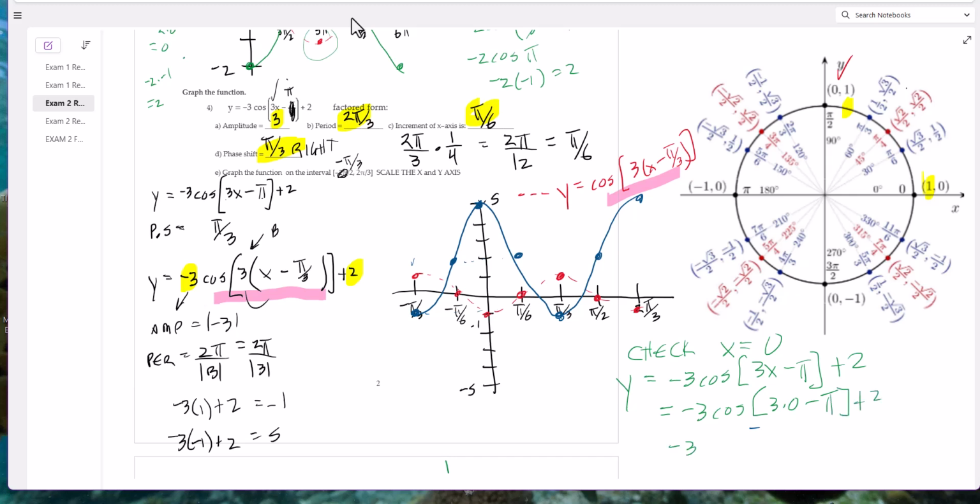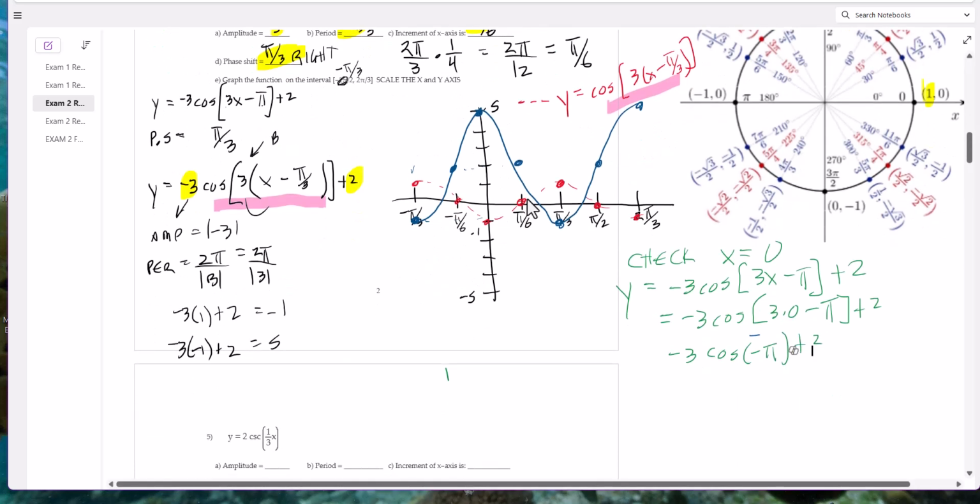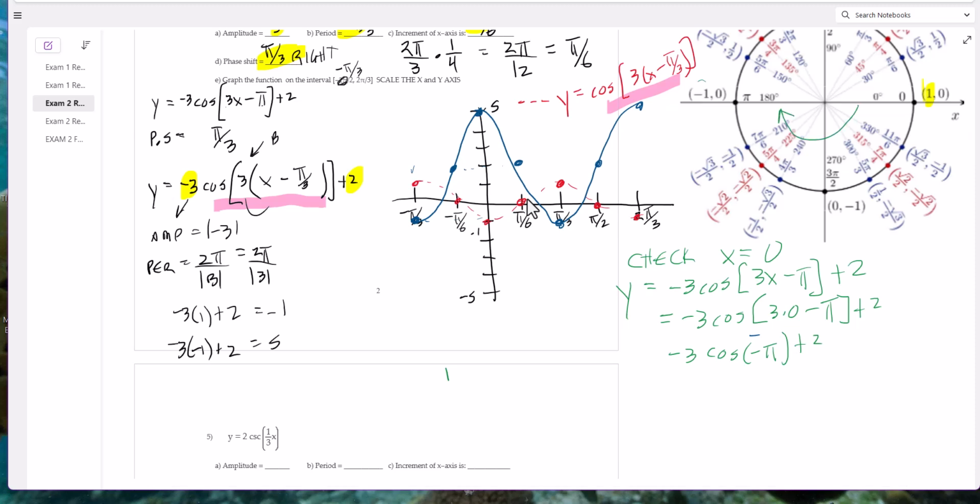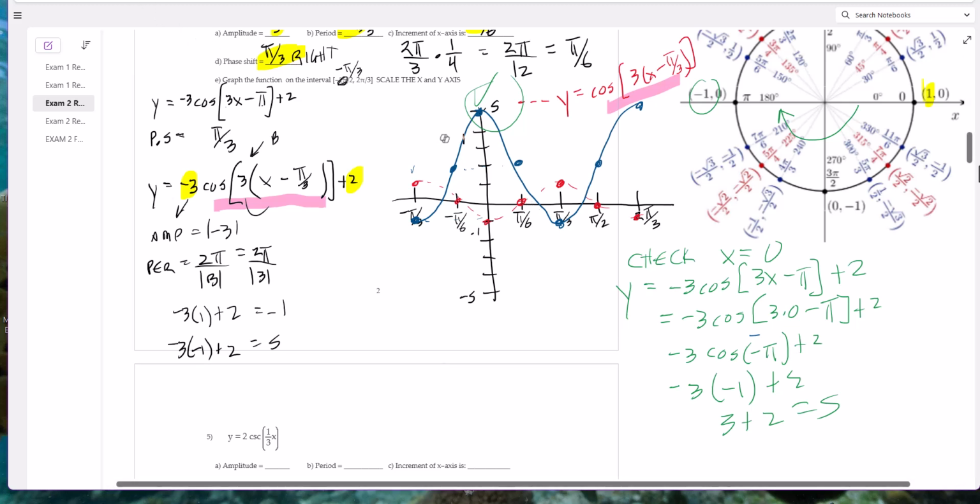Now, if you look at your unit circle on that, negative pi is clockwise, 180 degrees, so that's negative 1. So you have negative 3 times negative 1 plus 2. 3 plus 2 is 5. And look at that. That matches that point. How about that? Okay. This stuff is just so fun. I could just do this all day long. Never get tired of it. All right. So that's how you kind of handle your sine, cosine graphs like that.